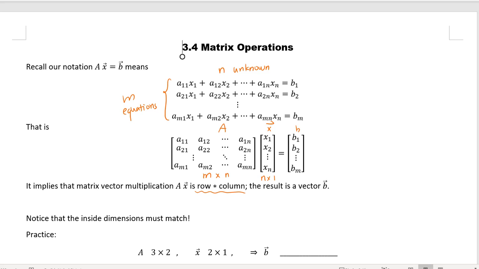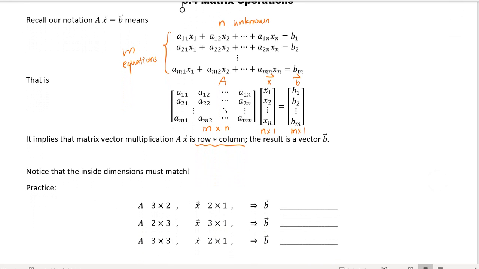And then we have the b vector. This is the right-hand side of the linear system. And the size of this vector is m by 1. And do you notice that the inner dimensions match? So they're the same. Okay, so this is a very important criterion for matrix multiplication. The inner dimension must match.